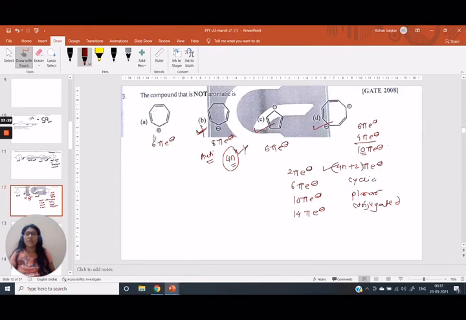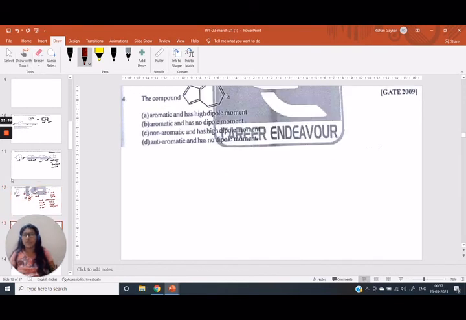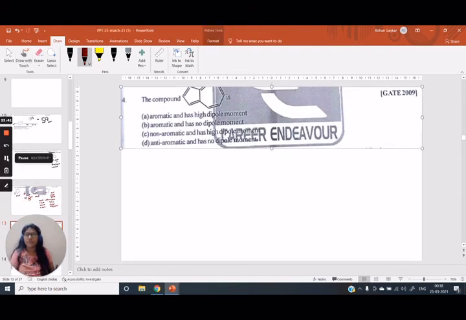Here 6 pi electrons, system cyclic, planar, conjugated, therefore A is aromatic. Therefore, which compound is not aromatic? Option B is correct. Now we can see the next question.